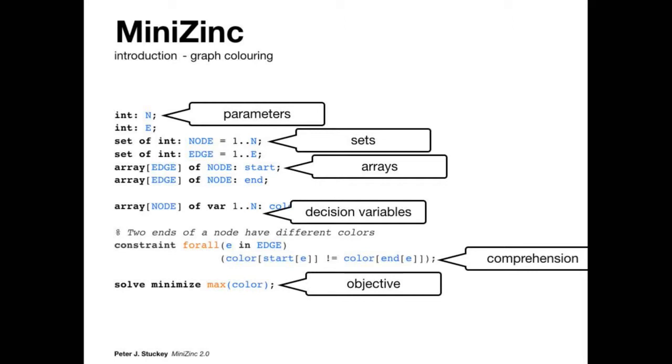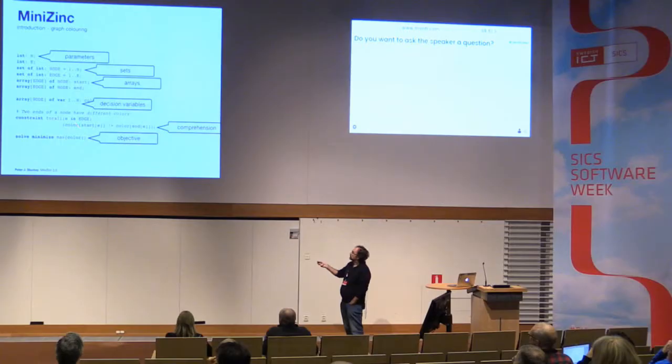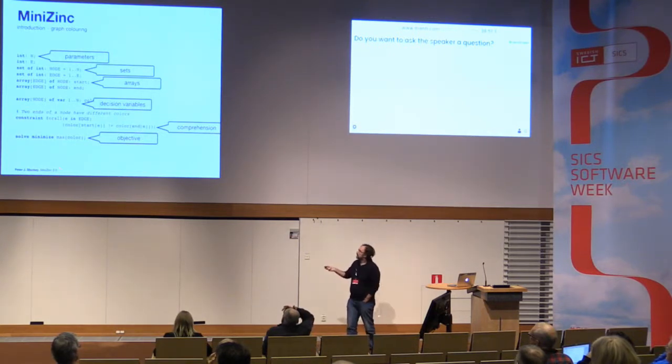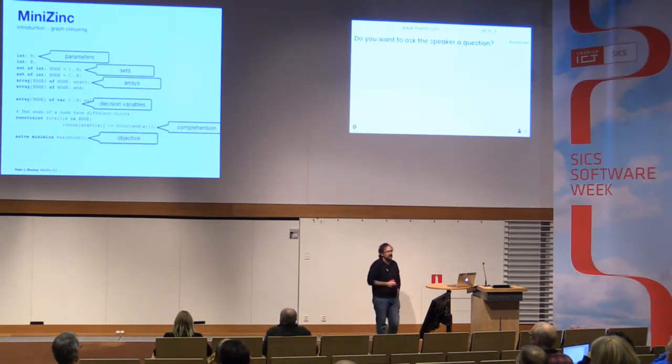And then there are really only two interesting things in this model. The constraint, which says for every edge, the colour of the start node of that edge is not equal to the colour of the end node of that edge. That's the colouring constraint. And finally, the objective: what we're trying to do is minimise the maximum colour we used. So there's an example of a MiniZinc model.